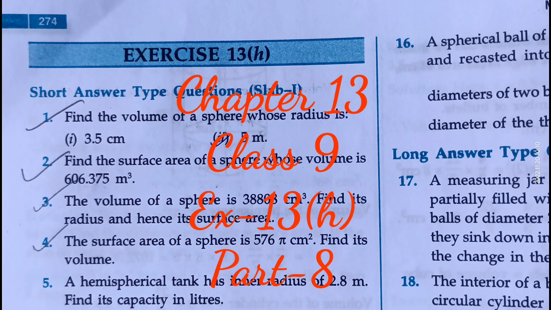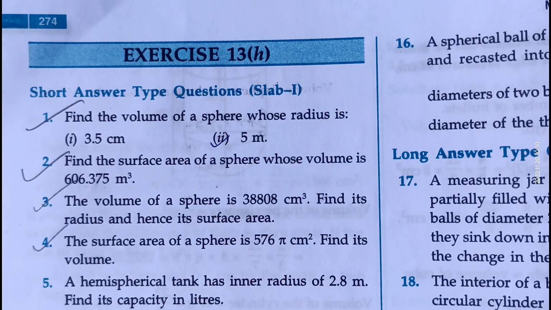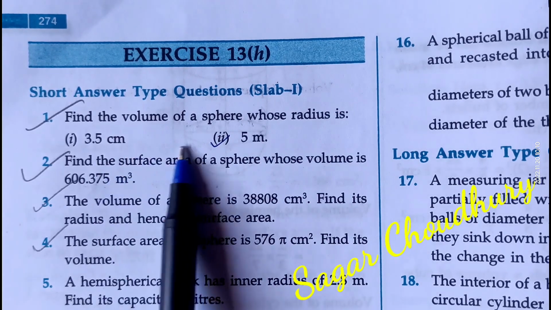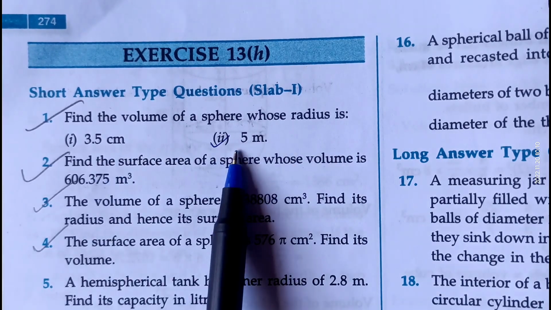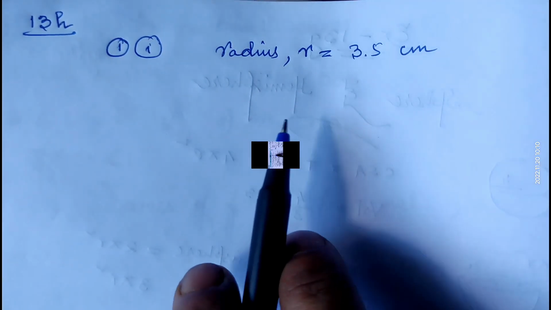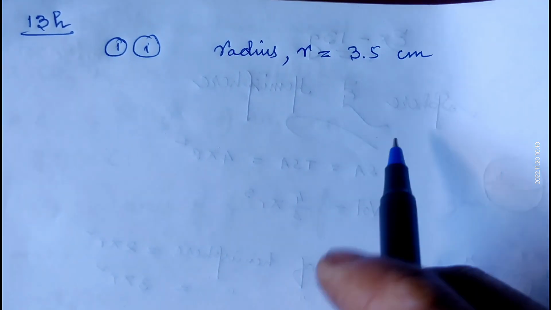Hello students, in my previous video I have done 13G from class 9 textbook and today I am starting 13H. Here first question is find the volume of a sphere whose radius is 3.5 centimeter and second part is 5 meter. In first part it is given radius R is 3.5 centimeter.